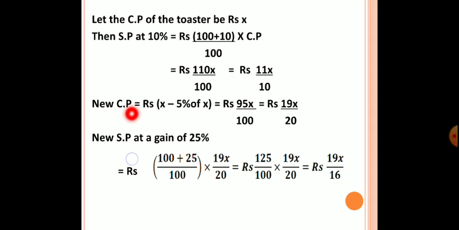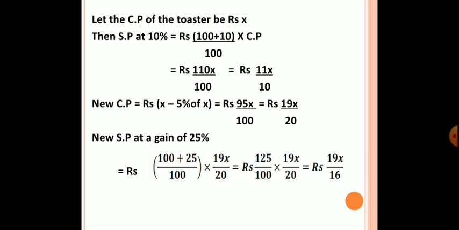It is said that if he had bought it at 5% less, the new cost price is rupees x minus 5% of x, that is 95x by 100. If I reduce it further, it will be rupees 19x by 20. So the new selling price at a gain of 25% will be 100 plus 25 by 100 into 19x by 20. That equals 125 by 100 into 19x by 20. This will give us rupees 19x by 16. So this is my new selling price.